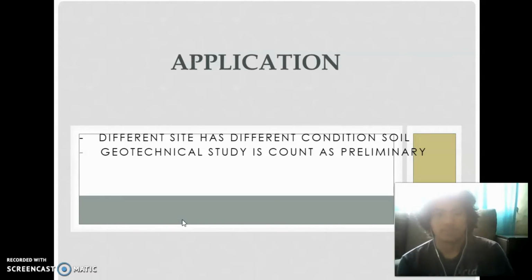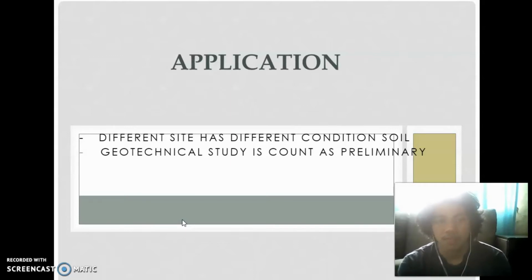My part is the application of geotechnical engineering in construction. What we know is that geotechnical study is counted as preliminary work in construction. Yes, we can see that in Eurocode they have considered geotechnical study as preliminary work before we continue to structural analysis. Geotechnical study needs to be more particular and more detailed, because if you don't do the geotechnical study on the site, we cannot proceed to structural building.